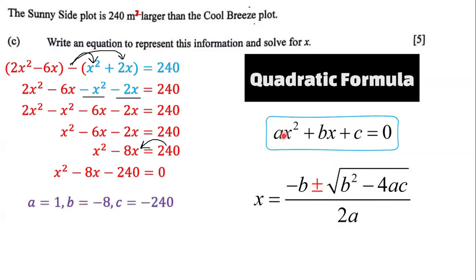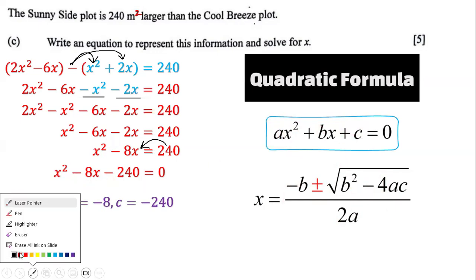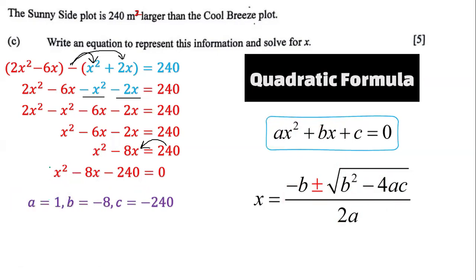So the term in front of x squared is a. The term in front of x is b, and the constant is c. So if we go here, what's the coefficient of x squared? Well, the coefficient of x squared is 1. So that means that a is equal to 1.